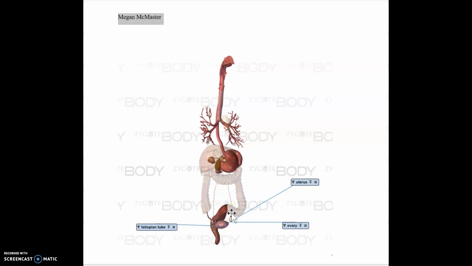The pair of ovaries are the female version of gonads. They lie on the lateral walls of the pelvic cavity. Ovaries produce ova monthly, and also secrete multiple hormones. Estrogens are the hormones released and include estradiol, estrone, and estriol.